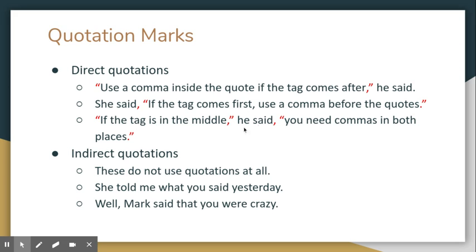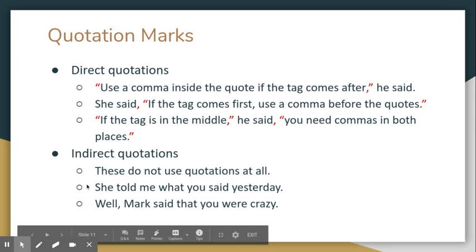And you can also have that tag in the middle. If the tag is in the middle, "...," he said, "..." you need commas in both places. That shows it is all together a complete sentence. We also have indirect quotations, which don't use quotation marks at all. For example, she told me what you said yesterday. Well, Mark said that you were crazy.